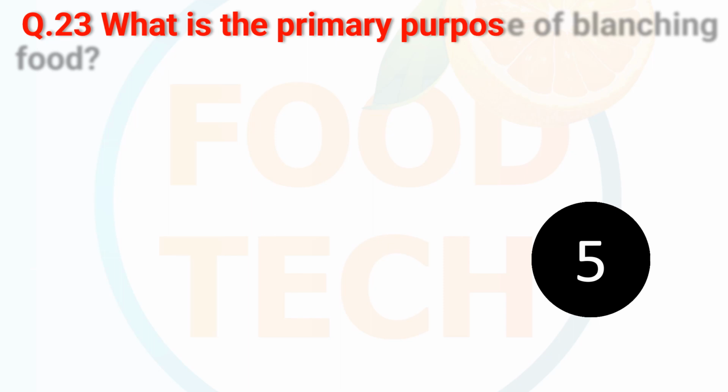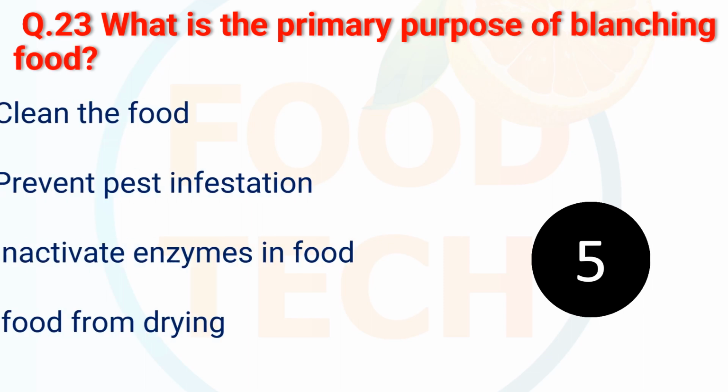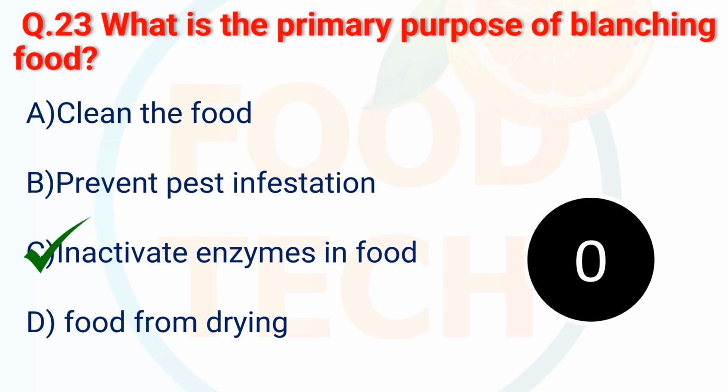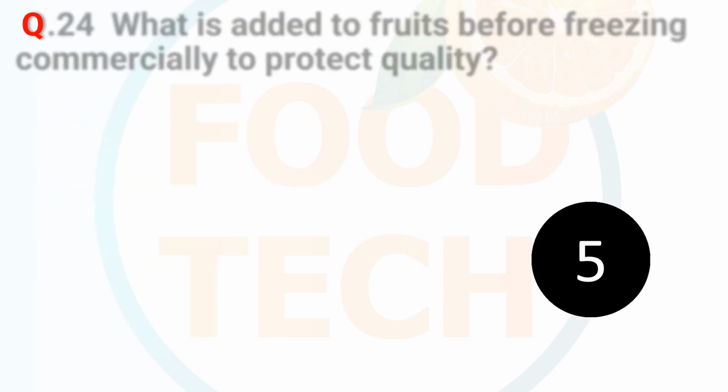Question 23. What is the primary purpose of blanching food? A. Cleaning the food, B. Preservation, prevent pest infection, C. Inactivate enzyme in food, D. Food from drying. The answer is C. Inactivate enzyme in food.